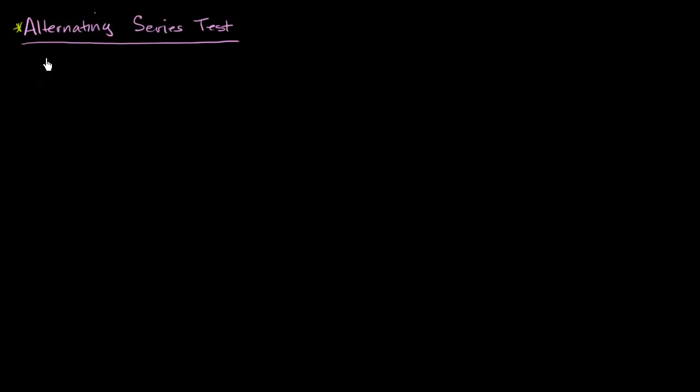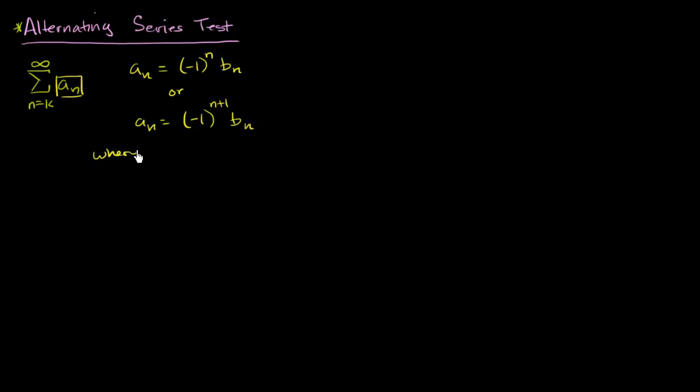So let's say that I have some infinite series, going from n equals k to infinity of a sub n. And let's say I can rewrite a sub n. So a sub n is equal to negative 1 to the n times b sub n, or a sub n is equal to negative 1 to the n plus 1 times b sub n, where b sub n is greater than or equal to 0 for all the n's we care about. So for all of these integer n's greater than or equal to k.